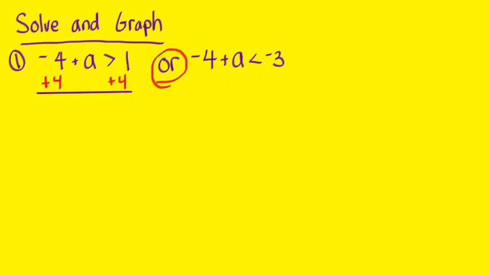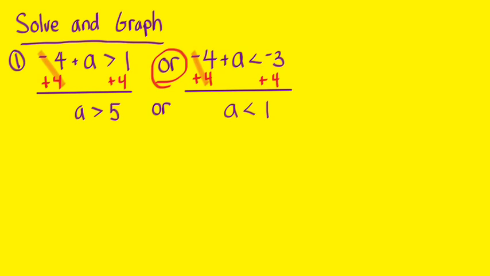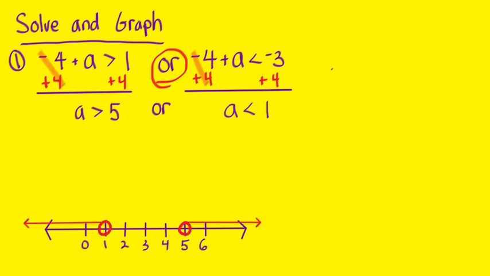So I'm going to go ahead and solve this as two separate inequalities. And then I go ahead and graph. And the arrows will always go in opposite directions. Less than 1 or greater than 5.